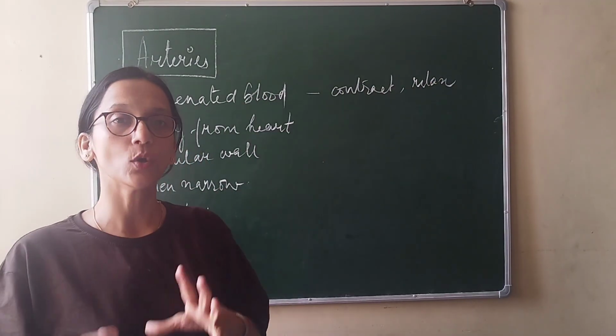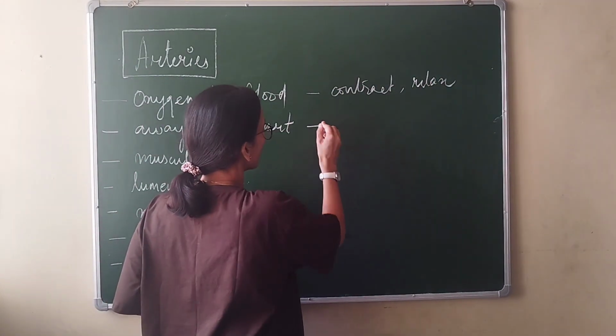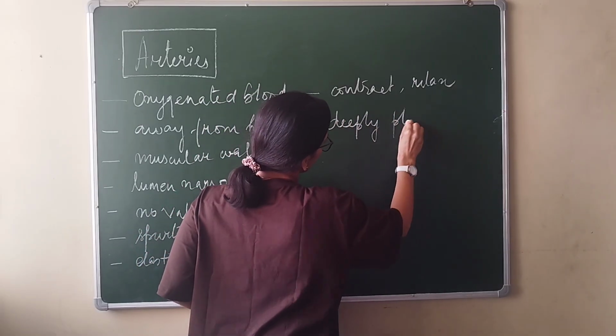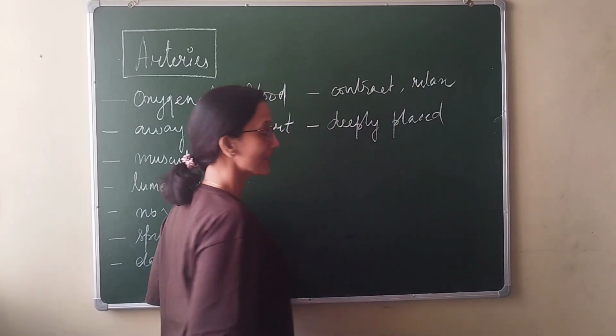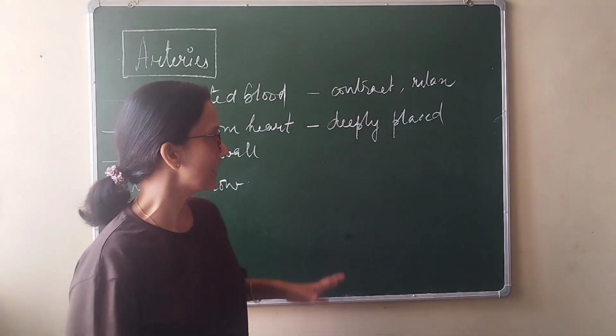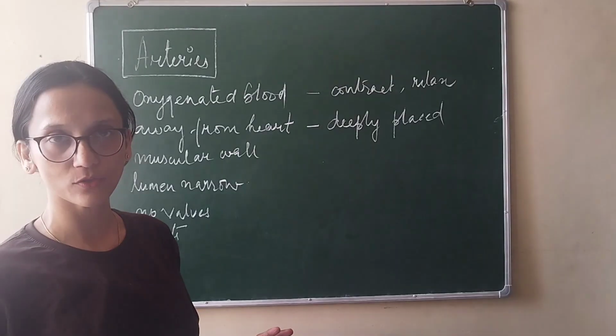So next is location. Where are they located? They are always deeply placed. That means in your body, the arteries are always deeply placed. They are not superficially placed. So these are the most important points that we must know about arteries.